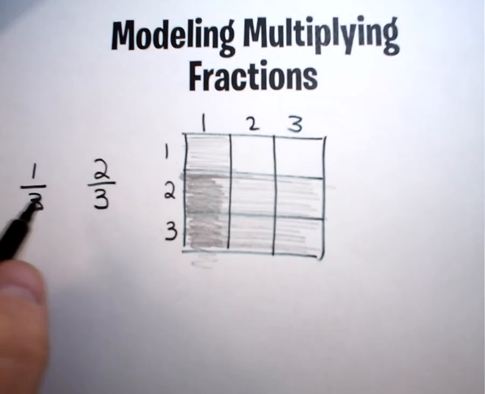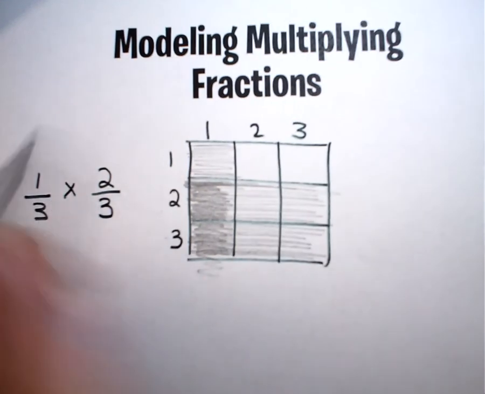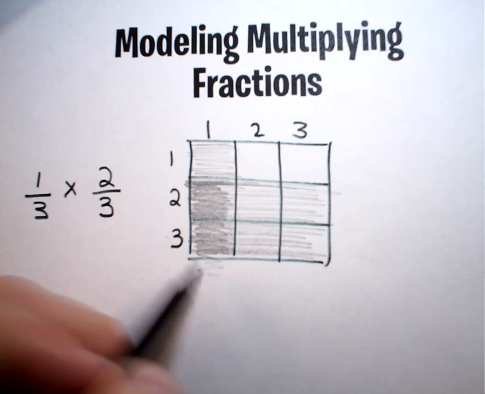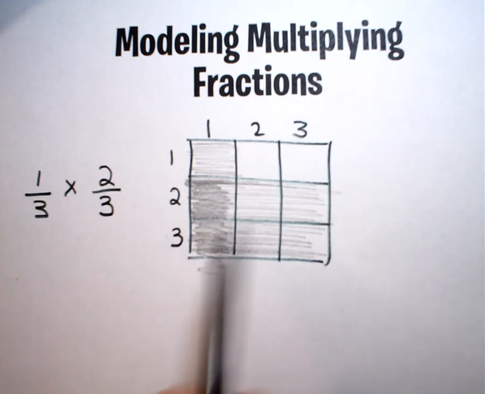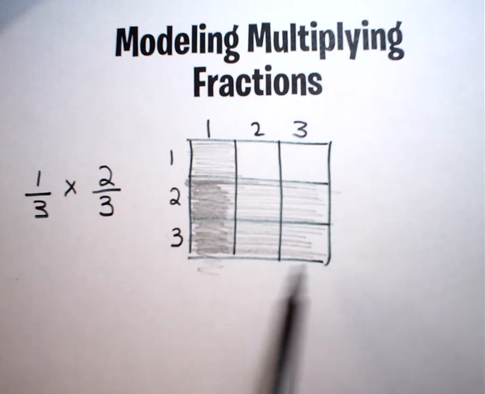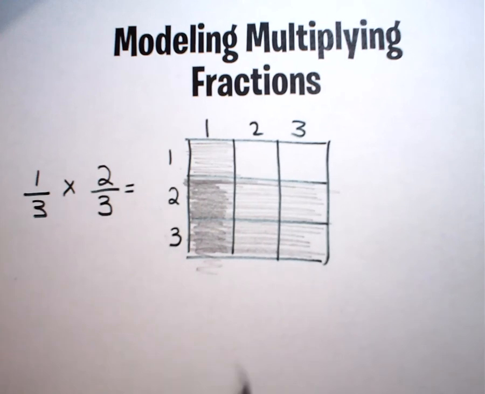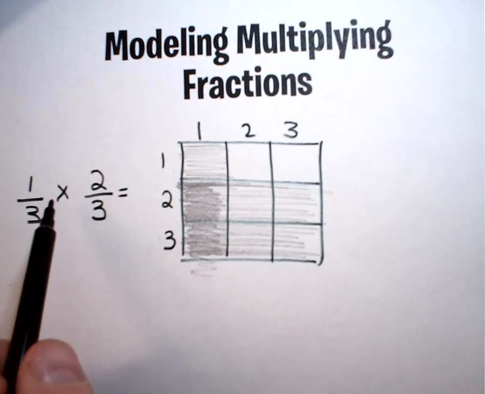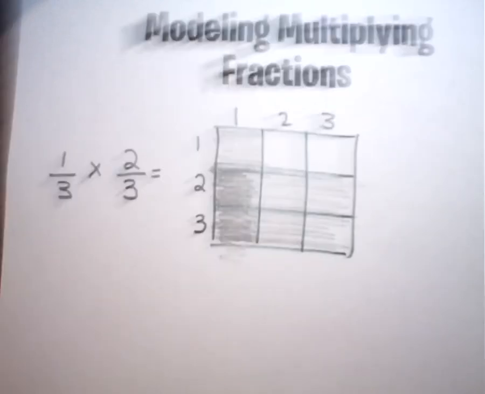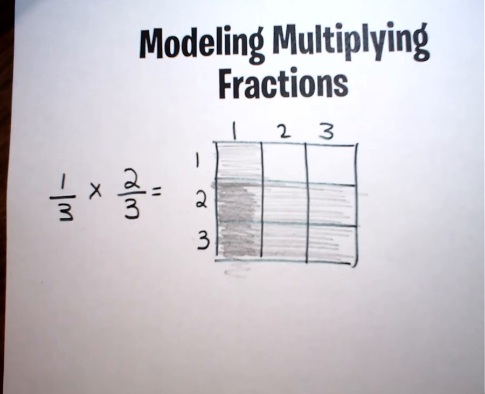So this is actually our multiplication problem. 1/3 times 2/3 equals, well, if you know how to multiply fractions, you'll know the answer pretty easily. But the answer is also here in this model.